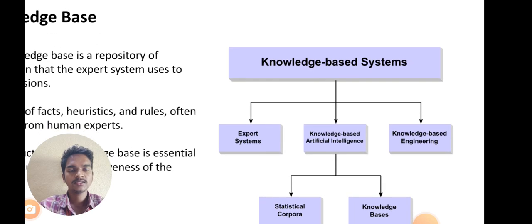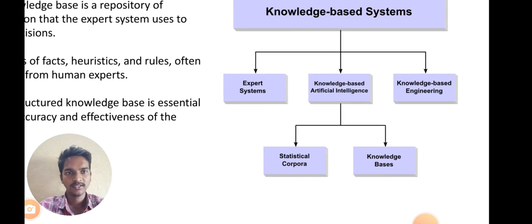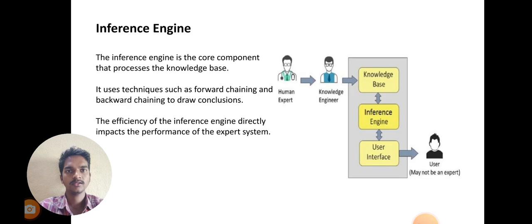The knowledge base systems are categorized into three: expert systems, knowledge based artificial intelligence, and knowledge based engineering. And the knowledge based artificial intelligence is divided into two: statistical corpora and knowledge bases. Let us move on to the next topic, that is the inference engine.